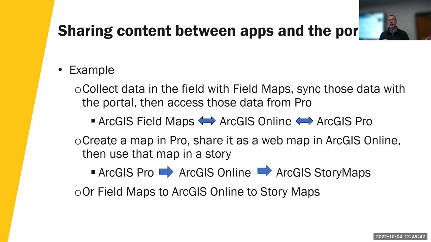If I did that collection and those data sit out there on the web, then I can get to them from ArcGIS Pro, and we'll demo how to do that, accessing data from ArcGIS Online in ArcGIS Pro. We can also create a map in Pro and share that web map to ArcGIS Online, and then use it in a Story Map or in some other way to share that information with others. So there are a lot of different combinations between all these apps where we might collect or produce data, store those data in ArcGIS Online, and then use them in other applications across the system.